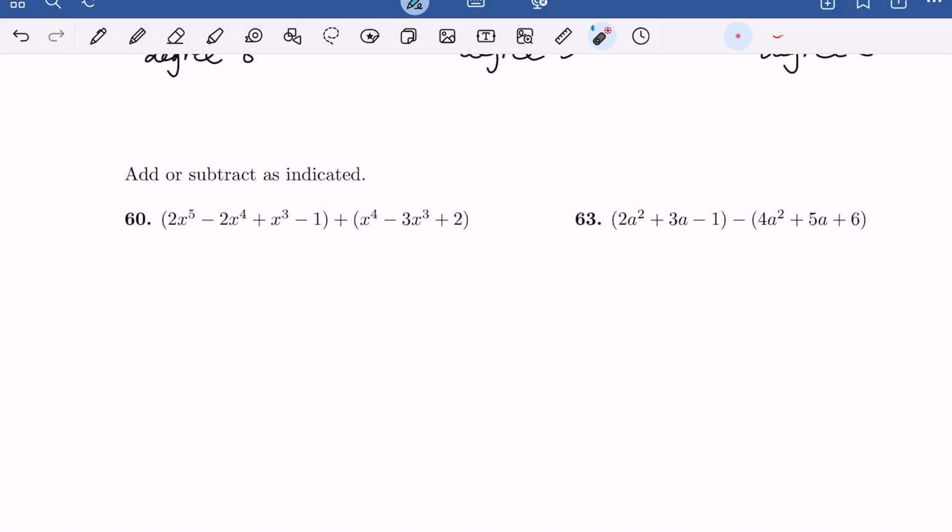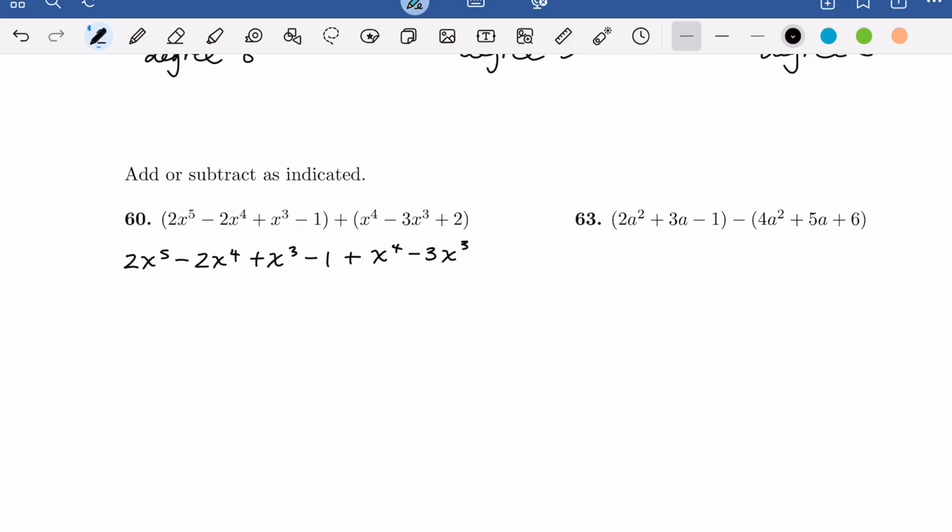Now, for these next 2 examples, we're going to be adding and subtracting polynomial expressions. So for this first one here, notice we're taking the sum of two different polynomial expressions. We have these parentheses around each one just to emphasize that this is the first polynomial and we're adding the second one to it. So I'm going to go ahead and drop these parentheses here. I'm going to take my first polynomial expression and add the second one to it.